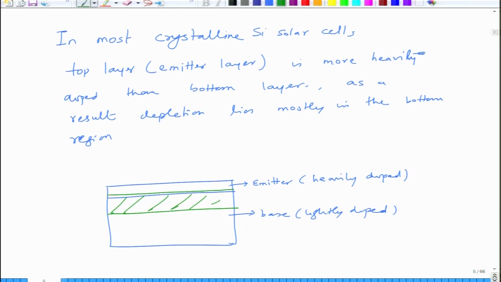So for example, if your ND is much smaller than NA, then you can say that W is approximately equal to the square root of 2 epsilon s VBI divided by Q into ND. It is solely governed by ND. So if there is a 2 order of magnitude difference in NA and ND, then obviously one is going to be ineffective. So as a result, ND is the more dominating factor over NA in determining the width.